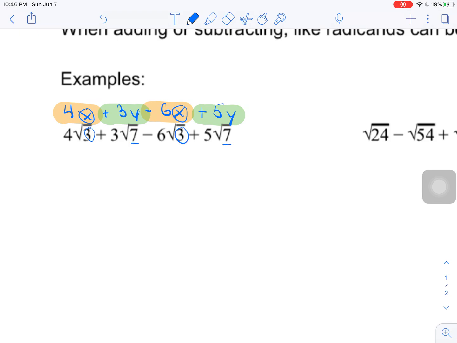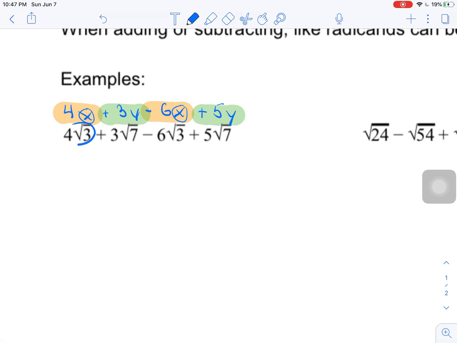We could take the same idea and use it working with radicals, but your x's and your y's are now the radicands. So I can combine things that have the same radicand, and just like how you would combine like terms with variables, the radicand stays the same. Kind of like how 4x minus 6x is negative 2x, it's still got that same variable in there, so it's still the same radicand. It's basically the same idea as what you've been doing for a while now with combining like terms and variables, but now your variable has turned into a radicand.